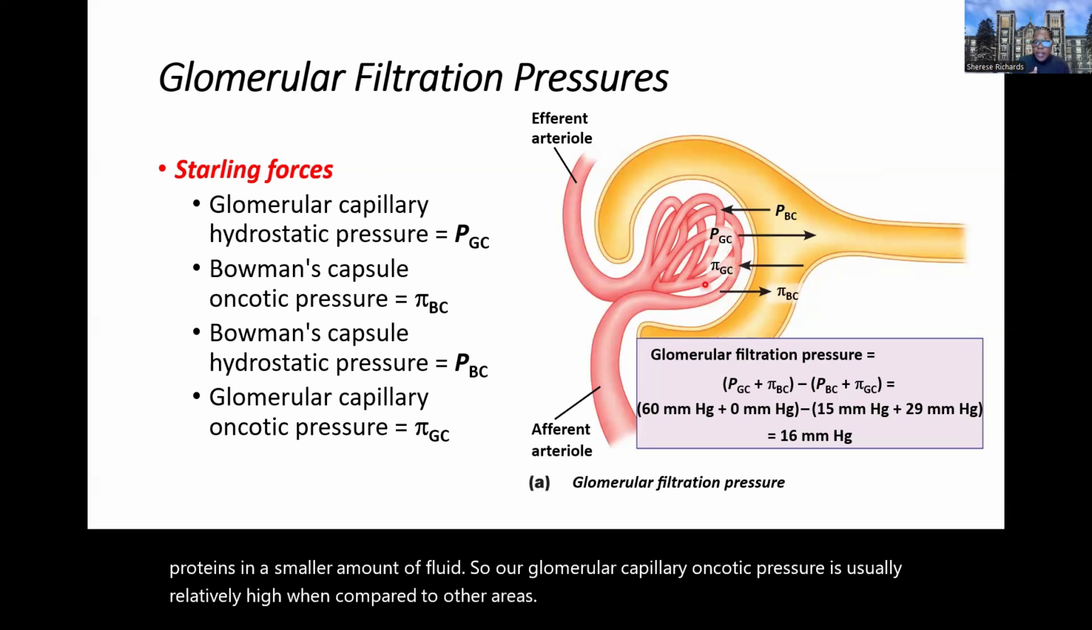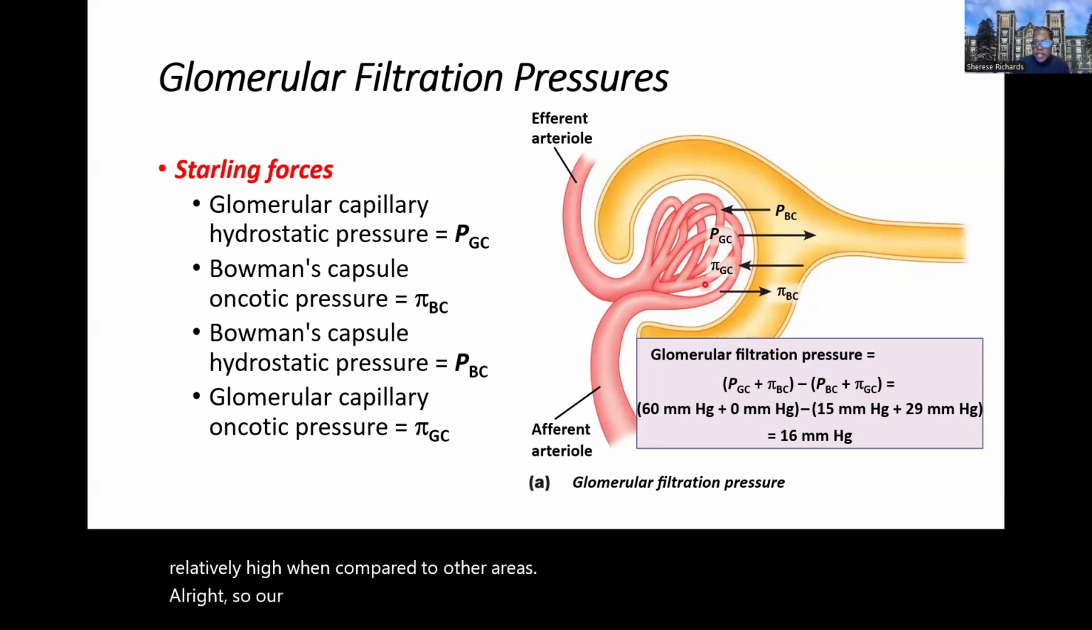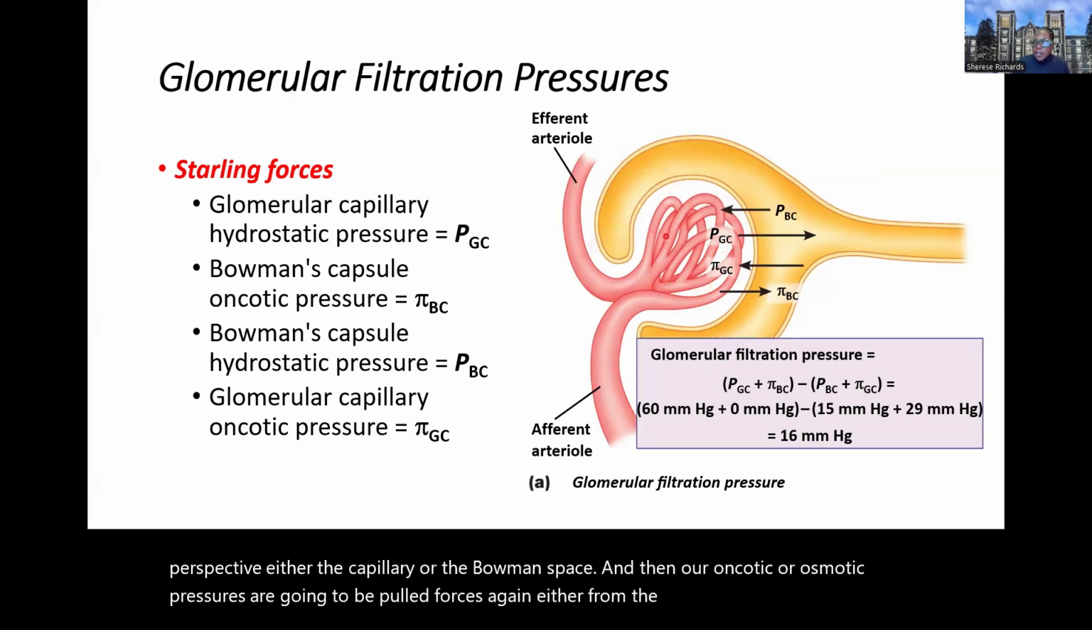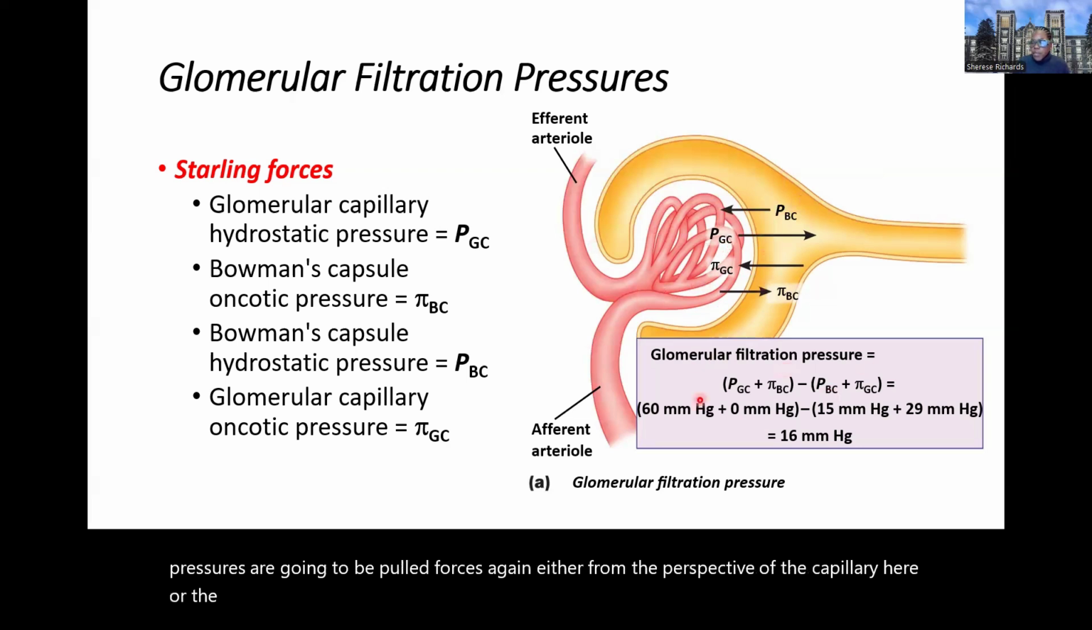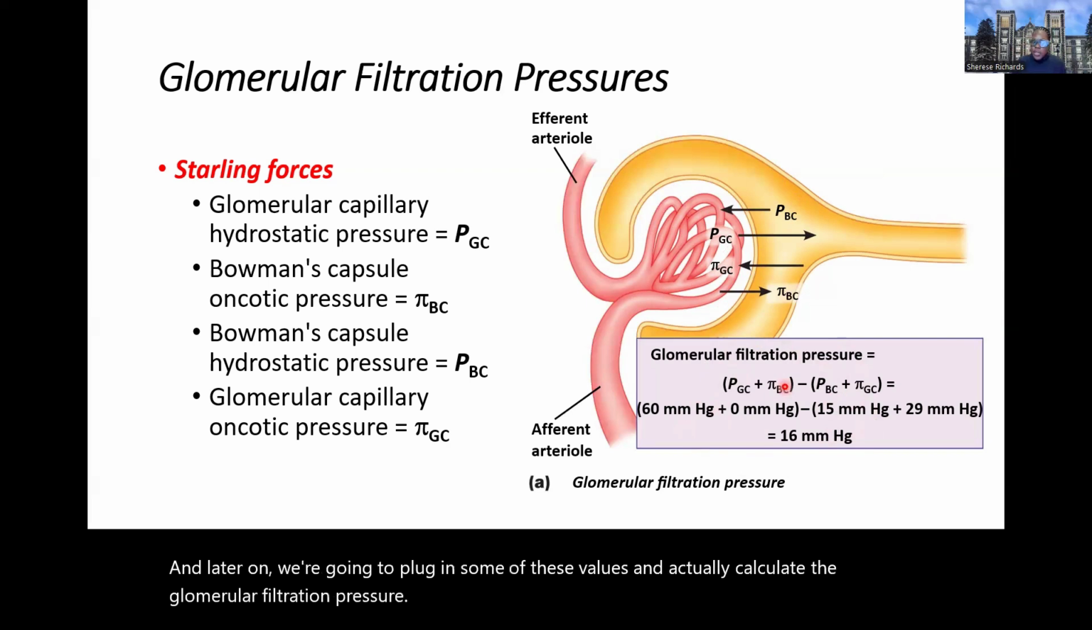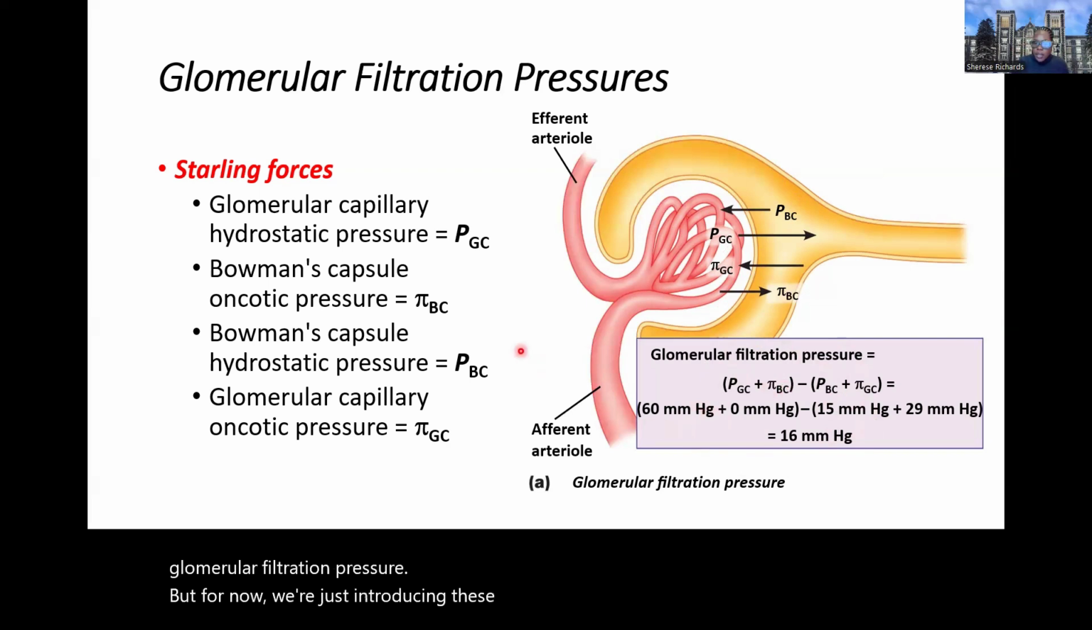All right, so our hydrostatic pressures are push forces from either perspective, either the capillary or the Bowman space. And then our oncotic or osmotic pressures are going to be pull forces, again, either from the perspective of the capillary here or the Bowman space. And later on, we're going to plug in some of these values and actually calculate the glomerular filtration pressure. But for now, we're just introducing these forces, and then we'll plug those values in and talk about how we can calculate that coming up.